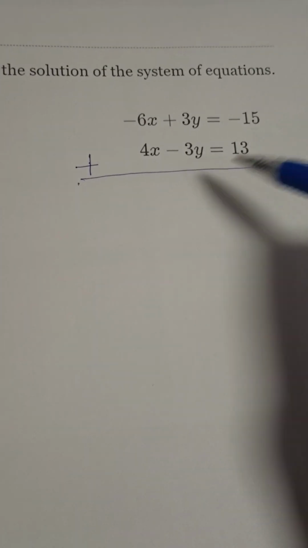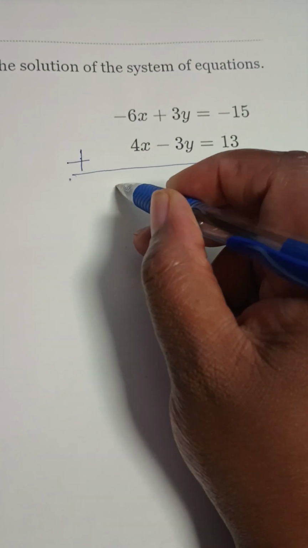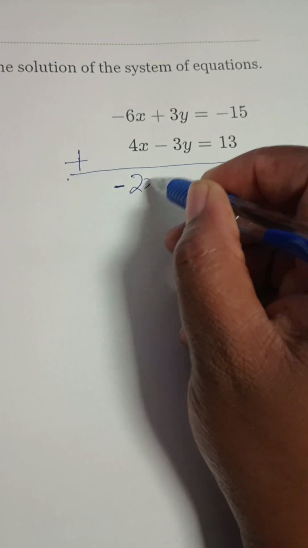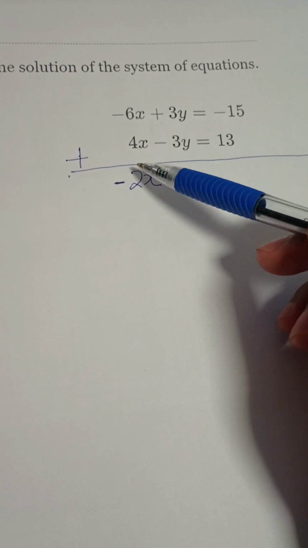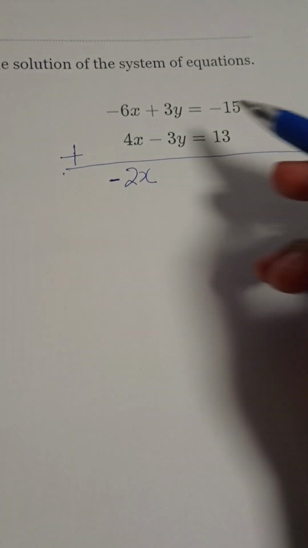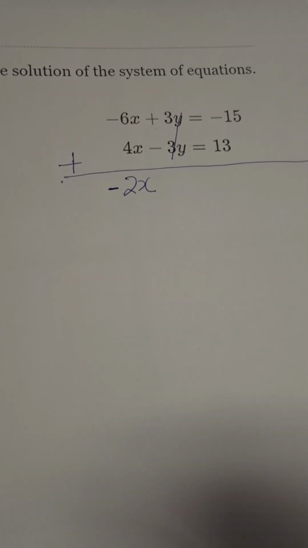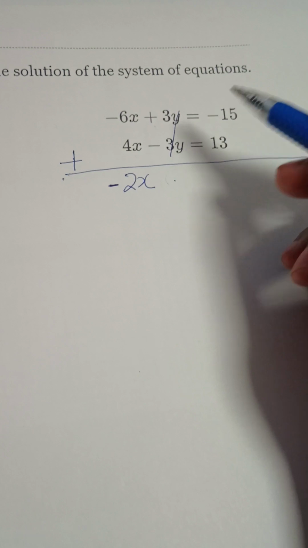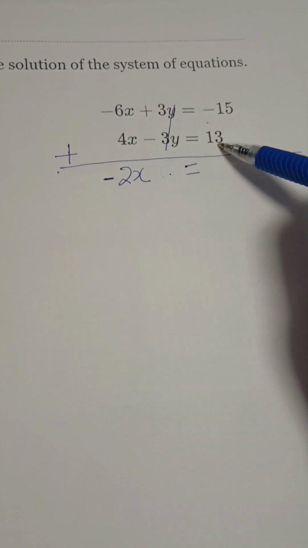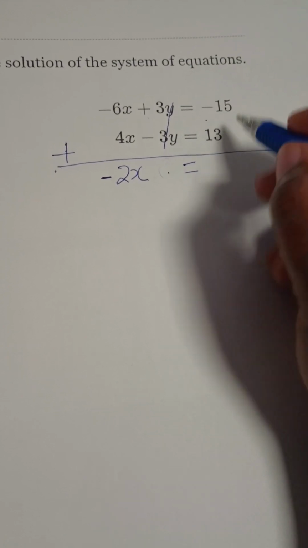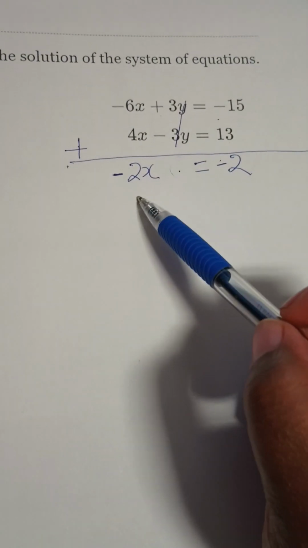Let's get working. So we have negative 6x plus 4x. That's going to give us negative 2x. Then we have a positive 3y plus the negative 3y. That's going to cancel out. We have a positive and a negative with the same number that cancels out. You could put the 0 if you want. You don't have to. And then I'm going to equal. So negative 15 plus 13, that's going to give me negative 2. So we are not done yet because I have one more step.